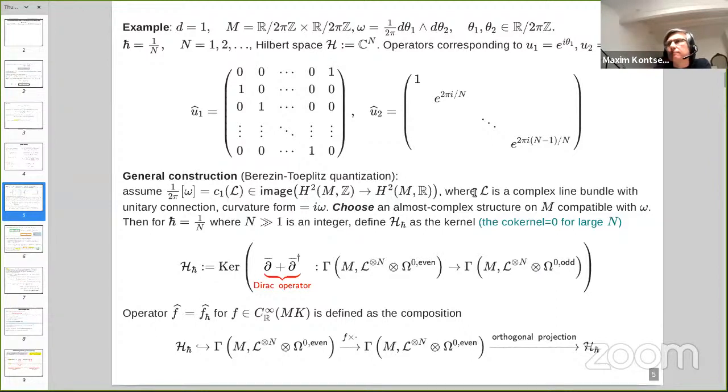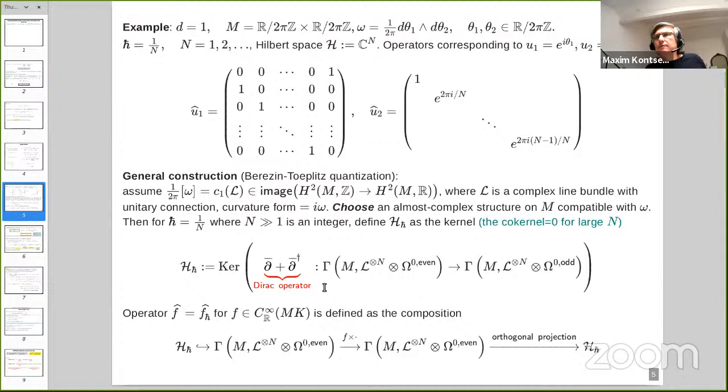So I get some line bundle with unitary connection whose curvature form is i omega. And then I choose an arbitrary almost complex structure on the manifold compatible with omega. Then for h bar equal to 1 over an integer, when n is sufficiently large, I define this Hilbert space as a kernel of a Dirac operator, I want to say.